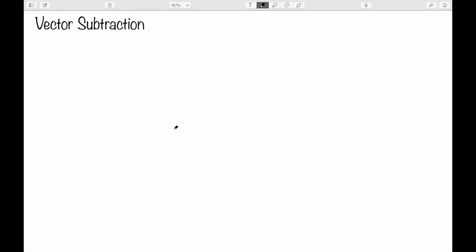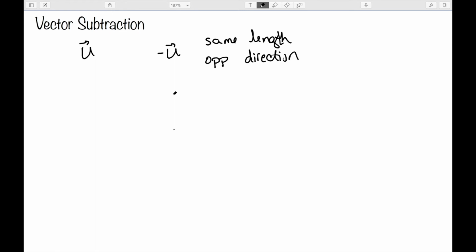Next, let's look at vector subtraction. To start with vector subtraction, I need to start by defining the negative of a vector. So if I have a vector u, the vector negative u has the same length as u. However, it's in the opposite direction. It's the direct opposite direction. So if I want to talk about something like v minus u, what we really want is v plus negative u.